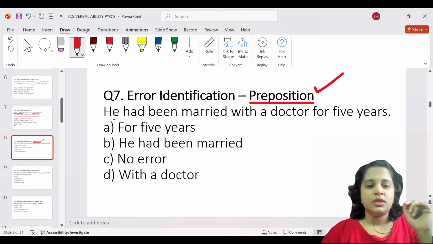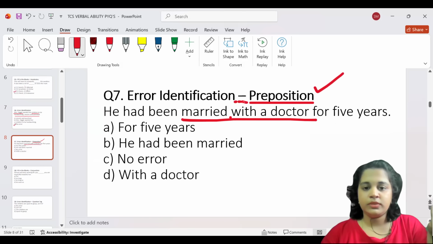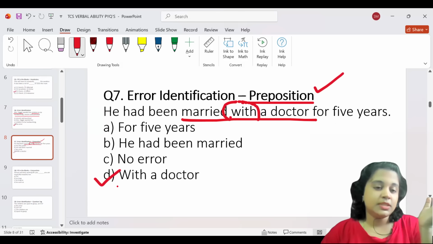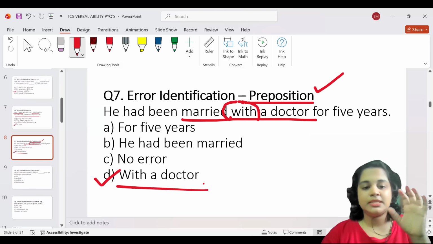All right. He had been married with a doctor. So what is the preposition here? With is the preposition. So obviously the error has to lie somewhere here. All right, so the error is in option D. That is, this is the part of the sentence that has the error. With a doctor, that is the part of the sentence that has the error.